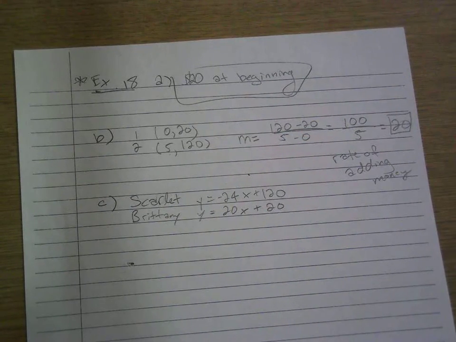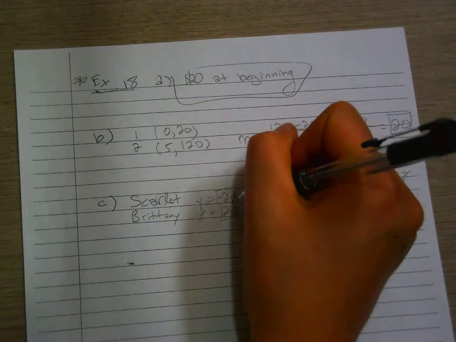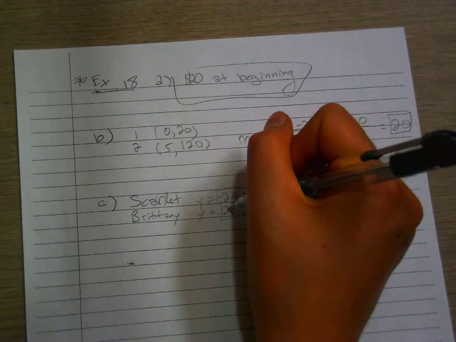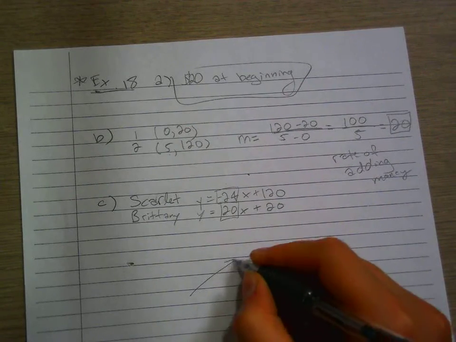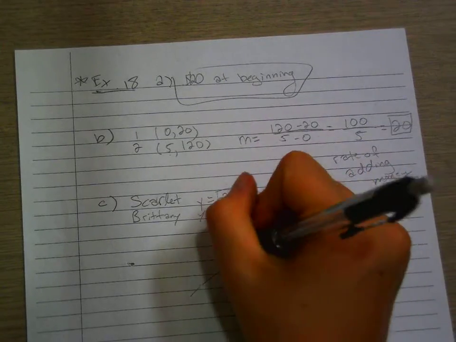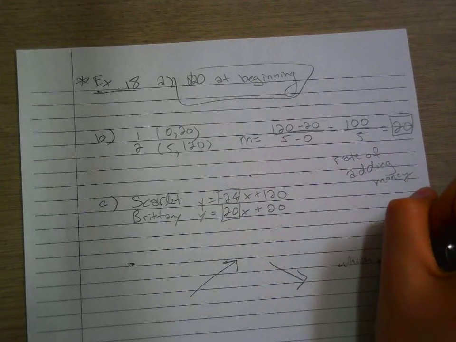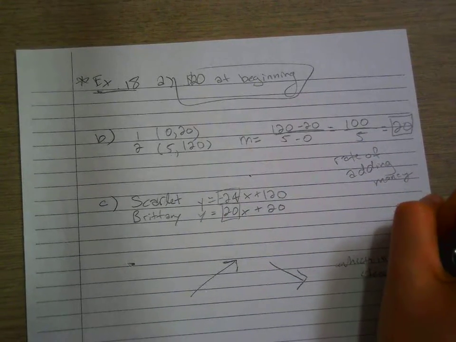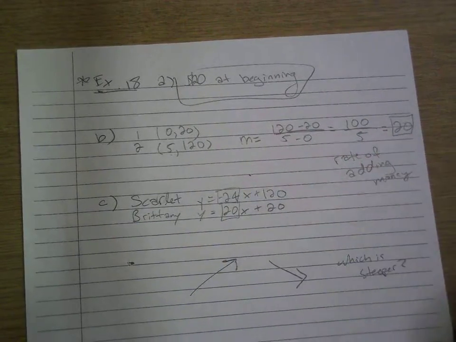So here's our two equations. Now, here's the slope for both. This one is negative, but this one is positive. We don't have to worry about whether it's positive or negative. We just want to know which is steeper. So determine the number with the biggest absolute value.